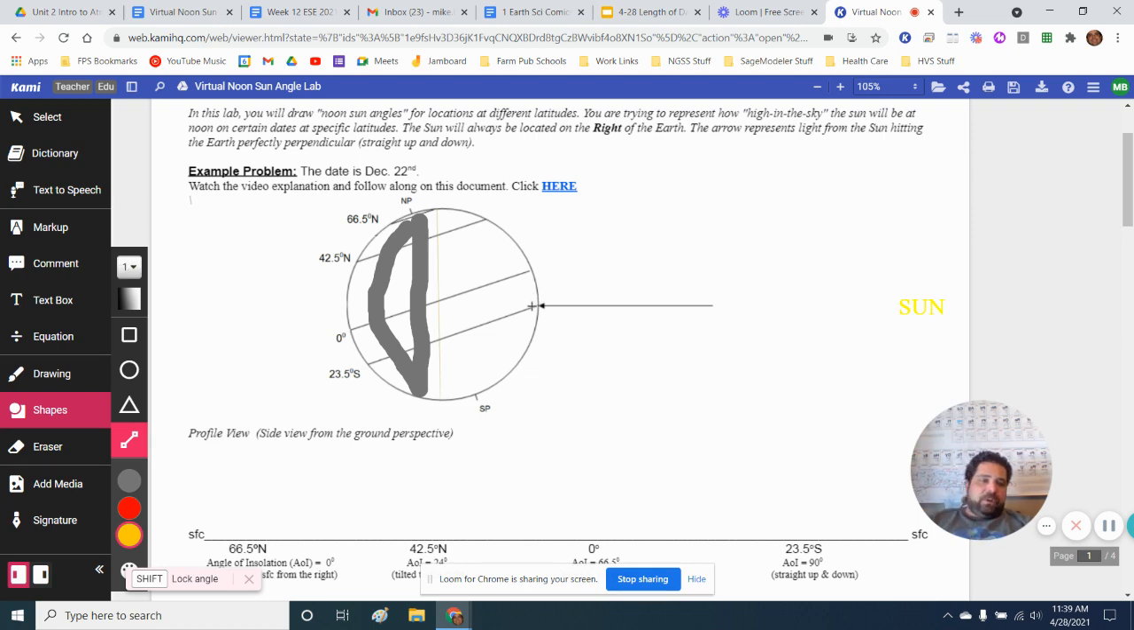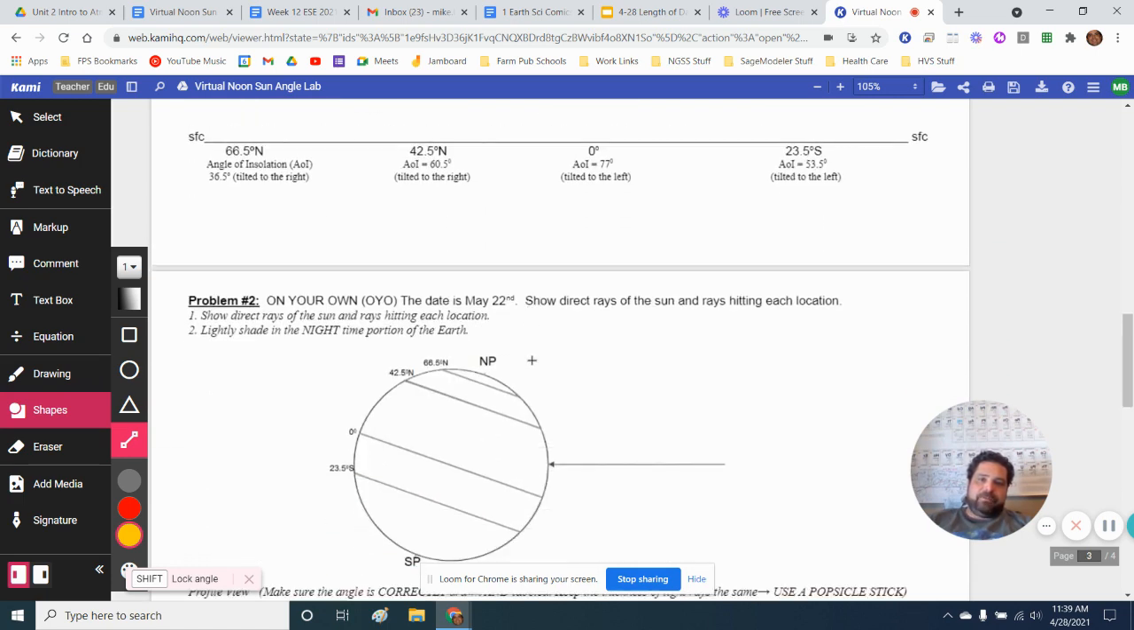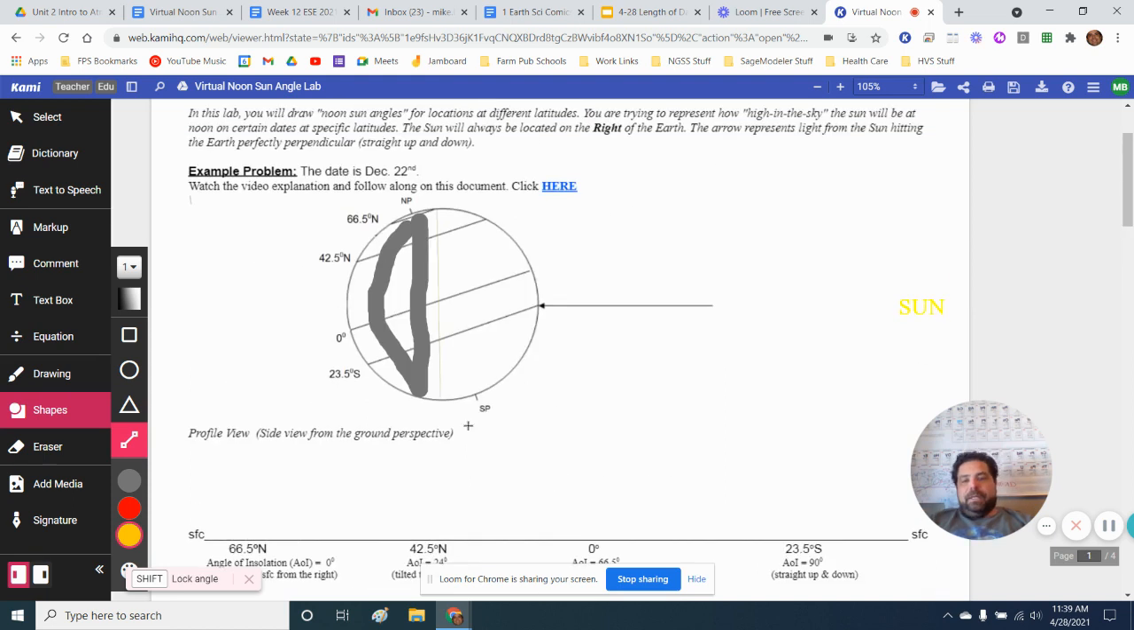And notice there are 4 lines of latitude that we're always going to use. The same 4 lines come up every time. It's 23.5 degrees south, it's the equator, it's Detroit, and it's the Arctic Circle here, 66.5. Those are always the 4 that we're going to look at.